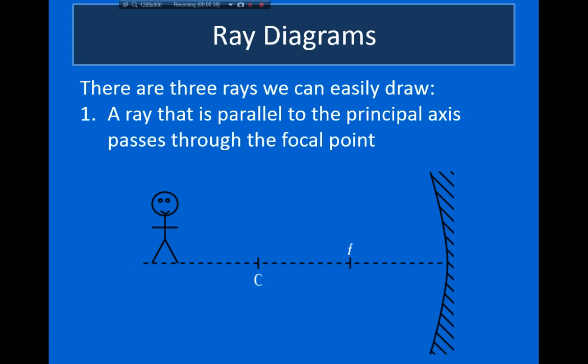So the first ray is that any ray traveling parallel to the principal axis will be reflected so that it passes through the focal point of the mirror. So if I draw a ray that's parallel to the principal axis, again I'm going to try to use a ruler to draw this as best as I can. This is going to be reflected so that it passes through this focal point.